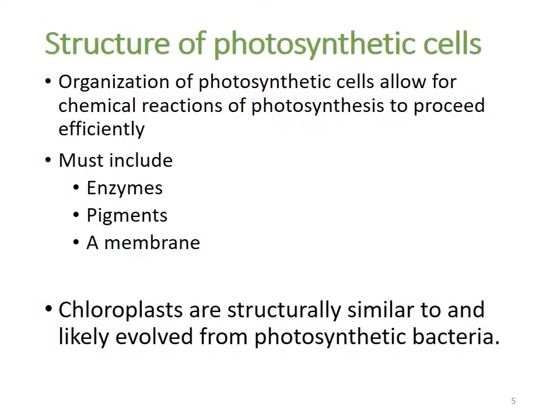In order for photosynthesis to occur, the cells that are doing this series of reactions need to have a particular kind of structure in order for this to happen efficiently. So they have to have the right enzymes, they have to have pigments to capture light, and they have to have a membrane as well. So probably when you think of photosynthesis, you think of chloroplasts. Chloroplasts are structurally similar to photosynthetic bacteria called cyanobacteria, and they likely evolved from those bacteria.